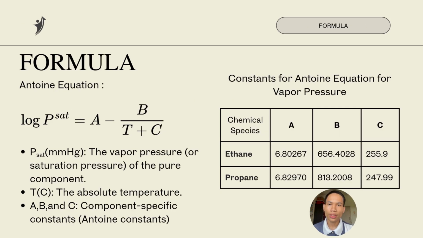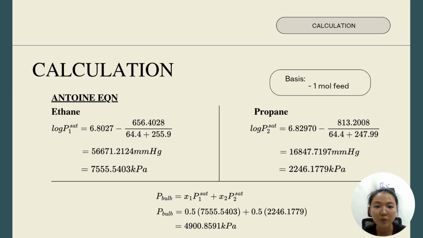To calculate exactly how much vapor and liquid we get, we first need to find the pure saturation pressures using the Antoine equation shown here on slide 5. The formula is expressed as the base 10 logarithm of P sat equals constant A minus B divided by temperature plus C. For the calculation, we are using a baseline of 1 mole of total feed with an equimolar split, meaning our mixture is exactly 50% ethane and 50% propane.